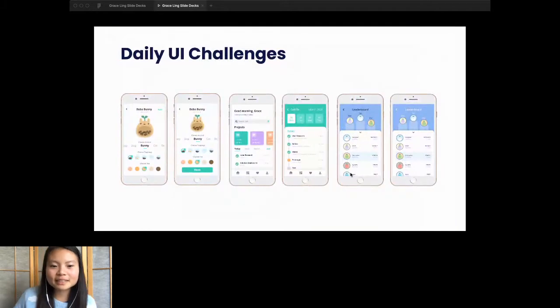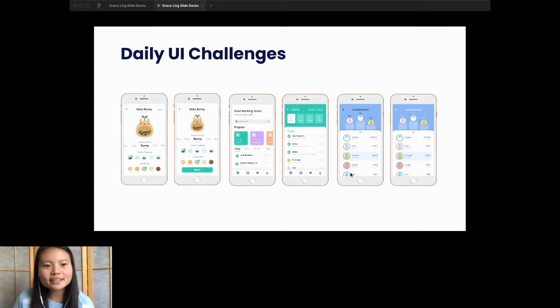I also did some daily UI challenges to improve my visual design skills. As a UX designer, it's important to know UX, but specifically product designer is more broad than UX. It's important to also be knowledgeable about the business side and more end-to-end. So visual design is super important. And how I develop my skills in it is doing daily UI challenges.